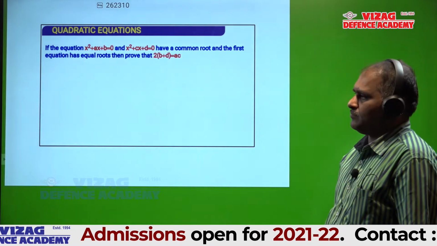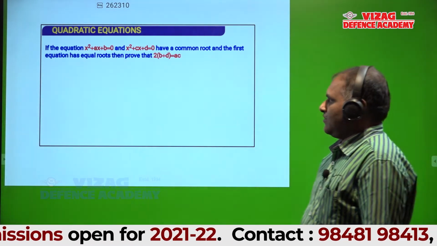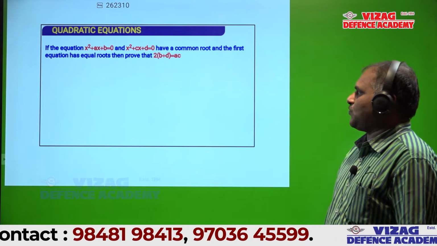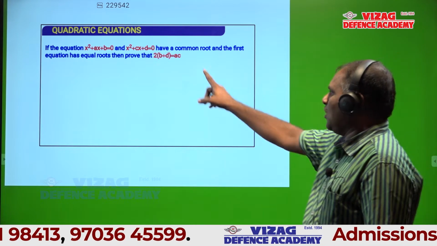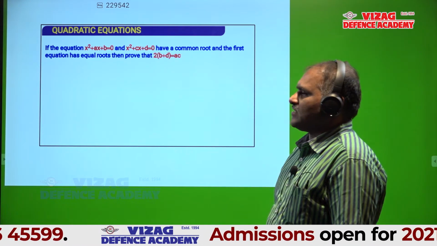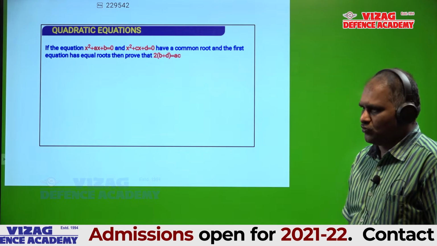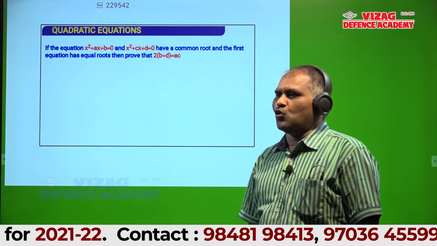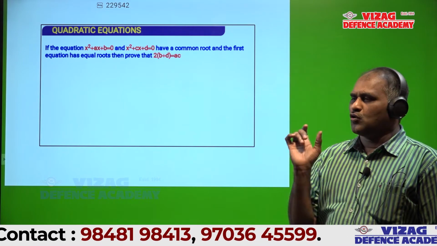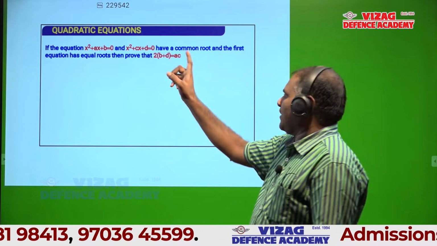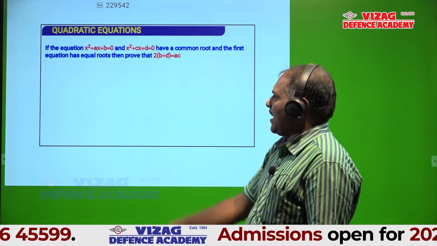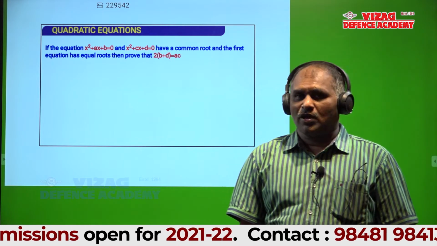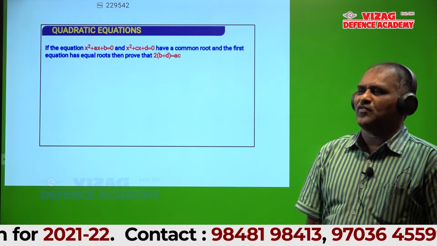Sir, this is the second problem. Listen. If the equations x square plus a x plus b is equal to 0 and x square plus c x plus d is equal to 0 have a common root, that means one root is common to both equations, and the first equation has equal roots. What is the definition of equal roots?